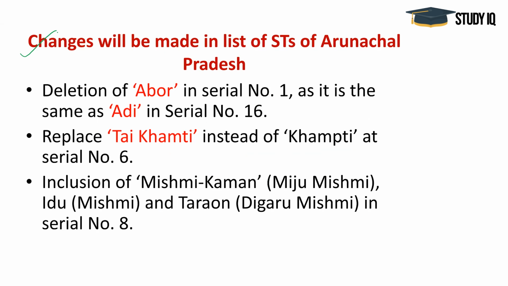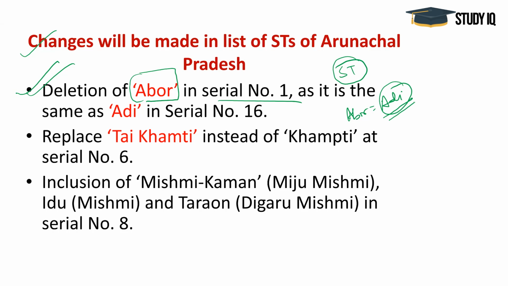Now see what changes have been made in the list of STs of Arunachal Pradesh. So now basically they are deleting a particular tribe they have already listed. Earlier there was a tribe named Abor tribe in serial number 1. Now they are deleting this Abor tribe from the ST list. There's no need to worry, because they have seen it is the same. Abor tribe is same as Adi tribe, and Adi tribe is already mentioned in the ST list. So therefore they are deleting Abor from the list.